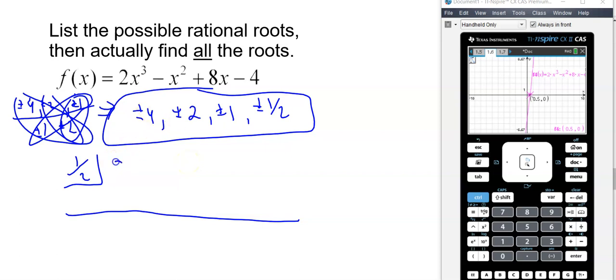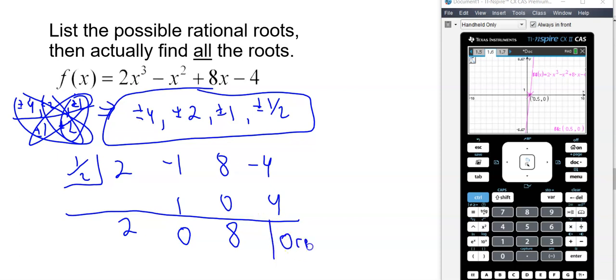So take our coefficients 2, -1. We're not missing any coefficients. That's good. 2, 1/2 times 2 is 1. Adds up to 0, 0, 8. Half of 8 is 4. That's good. It worked out. Phew. Remainder of 0.